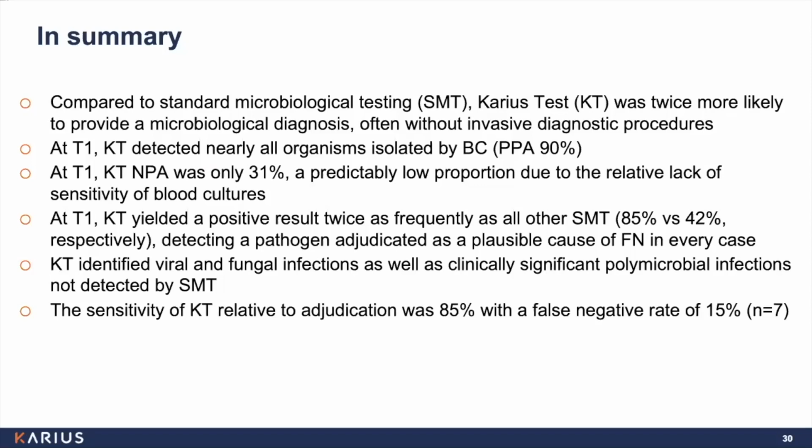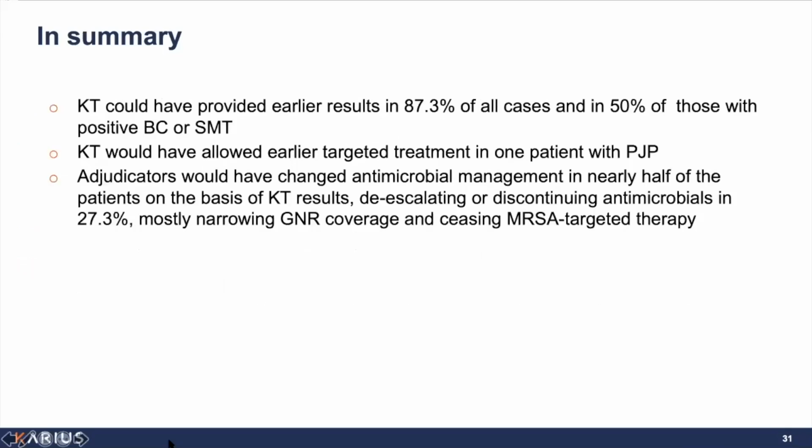The Karius test also identified very clinically significant viral and fungal infections, as well as clinically significant polymicrobial infections that were not detected by standard testing. And the sensitivity of the Karius test relative to adjudication was 85% with a false negative rate of 15%. Looking into secondary outcomes, the Karius test could have provided an earlier result in 87.3% of all cases and half of those with positive blood culture or standard testing. It would have allowed earlier targeted treatment in one specific patient with Pneumocystis jirovecii pneumonia.